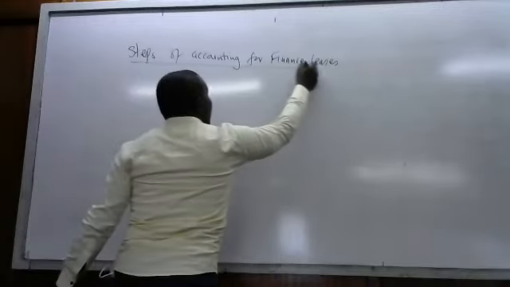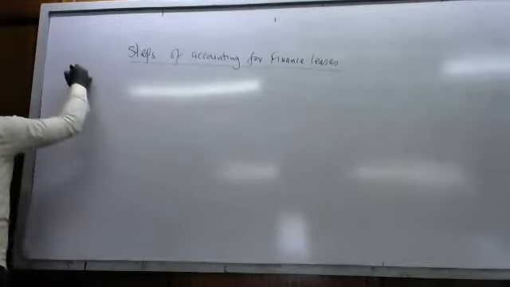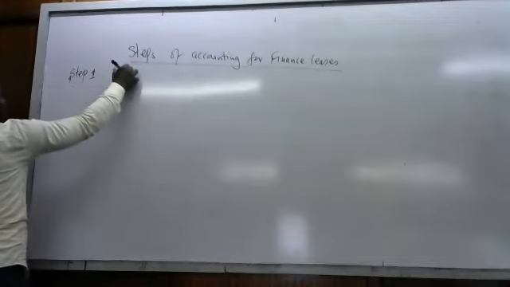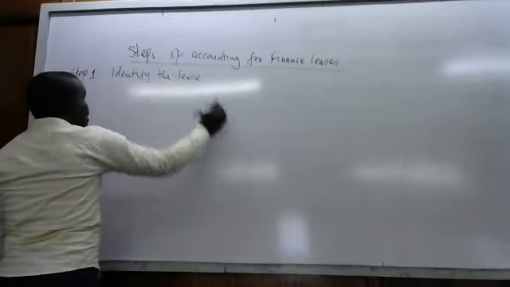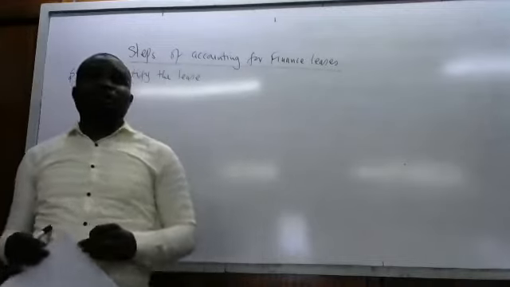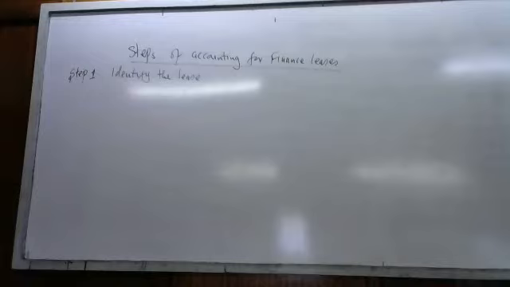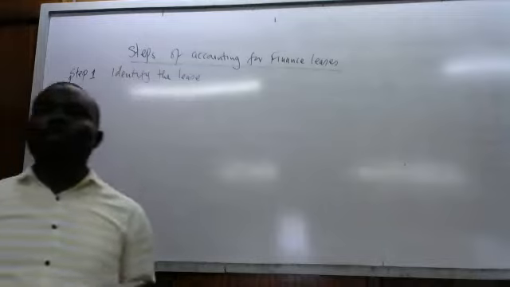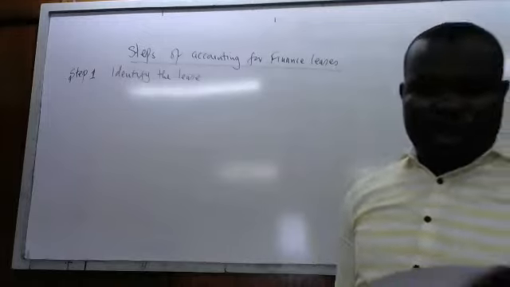So how do we account for it in the financial statements? Step number one, identify the lease. Identification means you identify whether it's a finance lease or an operating lease. Like this one is a finance lease. For what reasons? What do you think makes it a finance lease? From the characteristics, what will make it a finance lease?